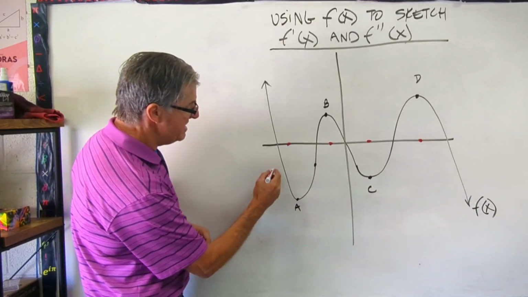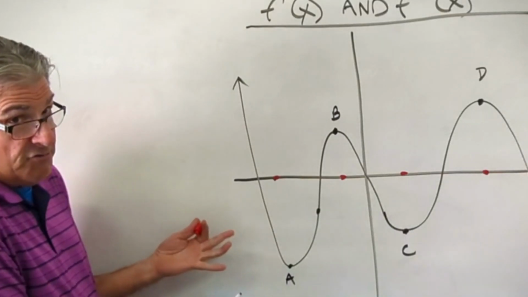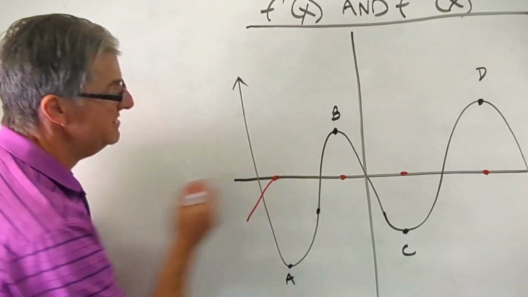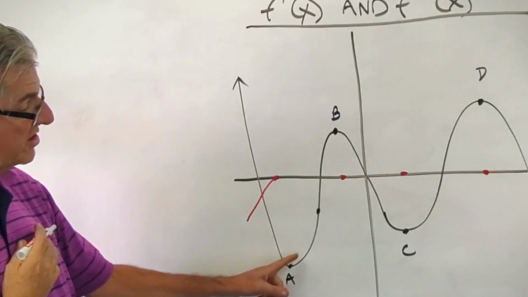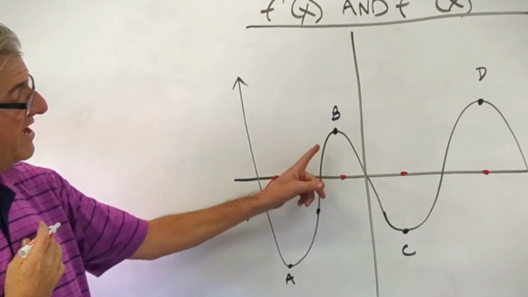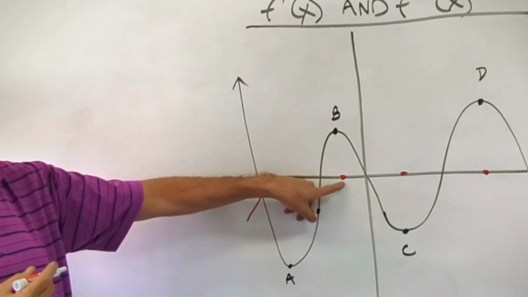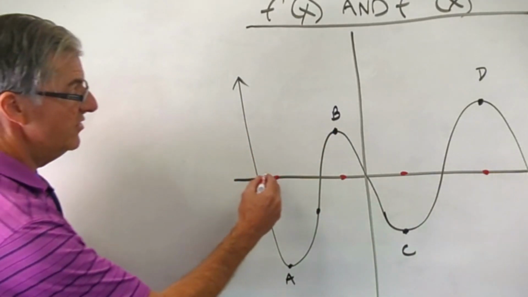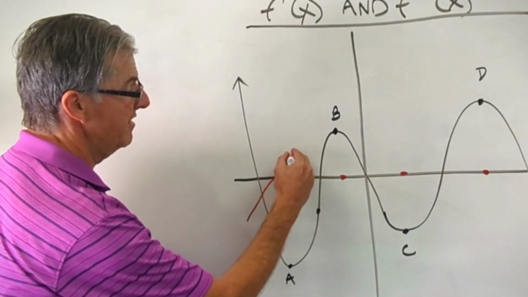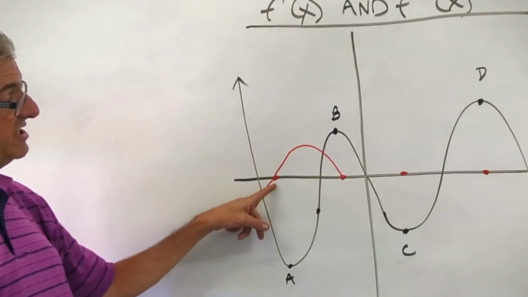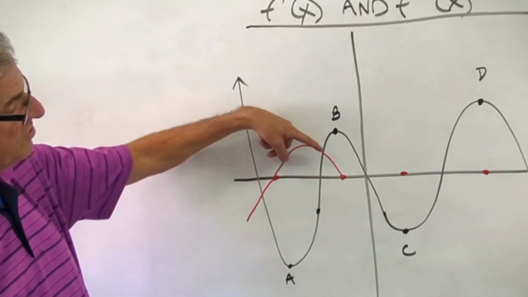So the derivative is negative here. I don't know how negative, but suffice it to say that it's got to be below the x-axis. Now when the function starts increasing all the way to B, it's going to be positive. But when it hits B, the turning point, it's going to change to negative. So I can do this, like so. So in this interval, the first derivative is negative. In this interval, the first derivative is positive.